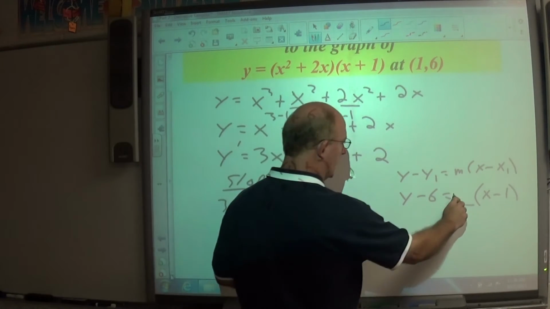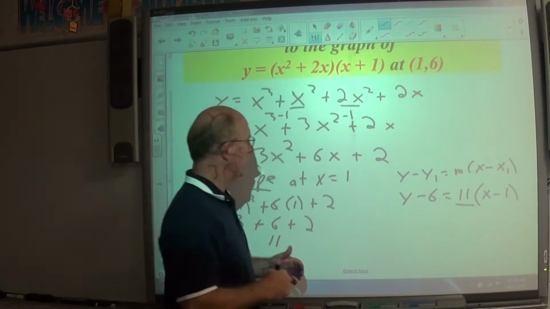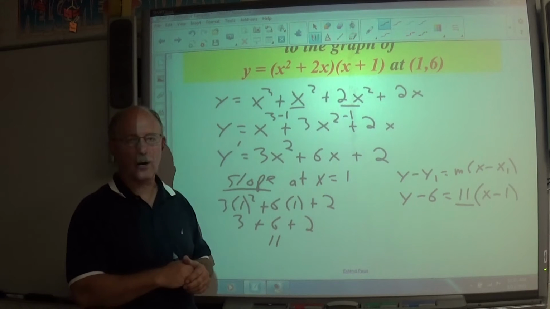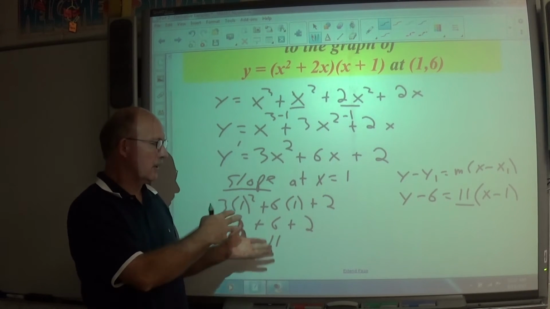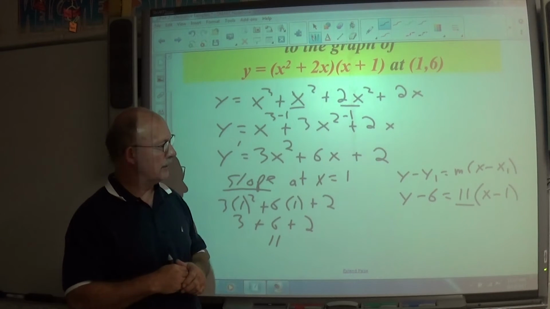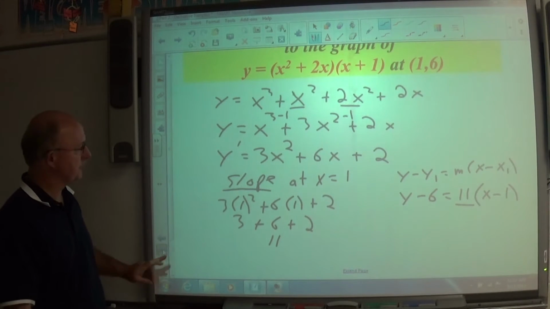So let's go and put that in. Let's put it with a slope of 11. Okay. And we've got our equation written. Now you can convert it to slope-intercept form if you need the other form or standard form. But this will be point-slope form. Okay, let's try another one.